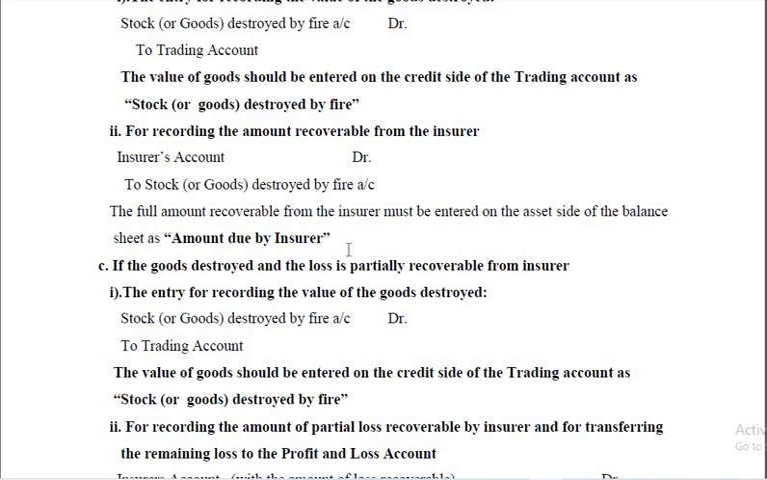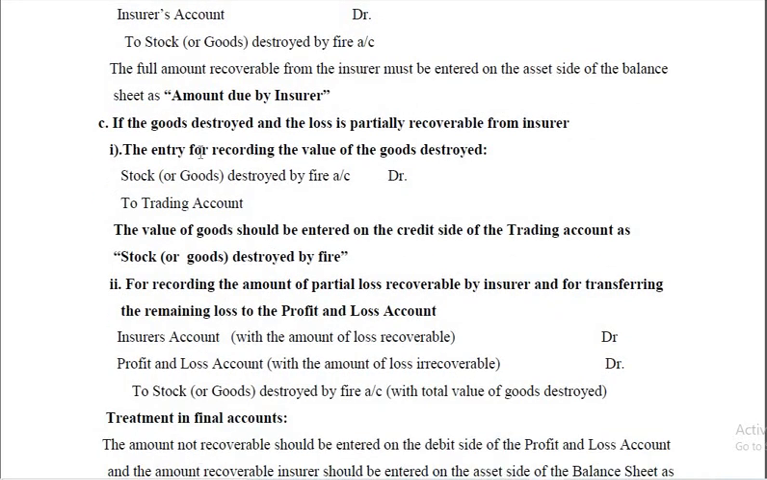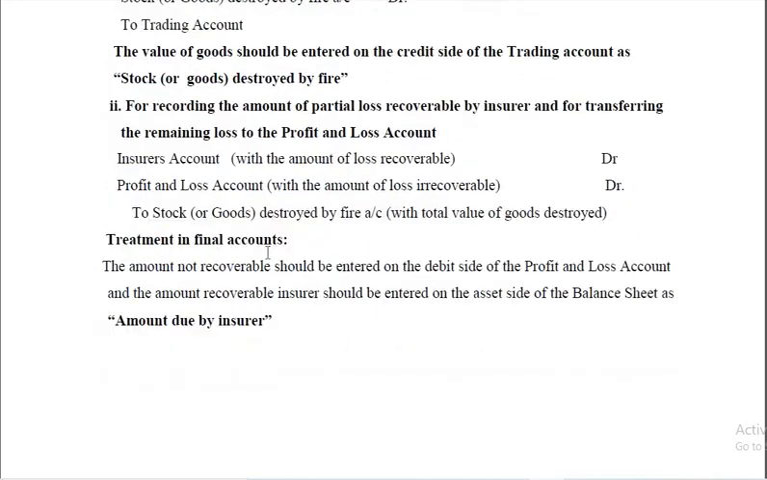So first, the value will be credited to trading account. Next, it will be shown under the head insurer's account, amount due by insurer, on the asset side of the balance sheet. Third one is partially recovered. First entry remaining the same, the value will be credited to trading account. Then, say partially recoverable. So what is recoverable? That will be debited to insurance account. Then what is irrecoverable? That will be debited to profit and loss account. Then stock destroyed account will be credited.